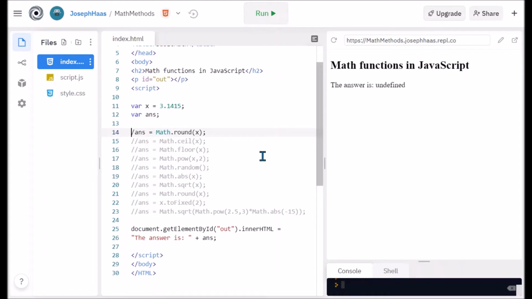Now, if you want all of the math functions, I did put a link underneath in the assignment taking you to W3 Schools. There's a whole lot more math functions than this. These are just common ones that I think you will find useful.